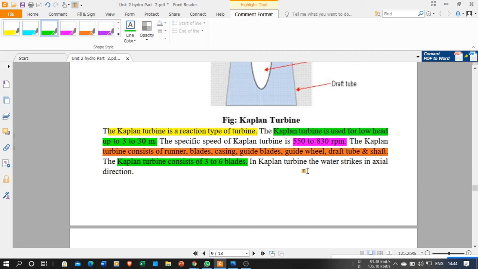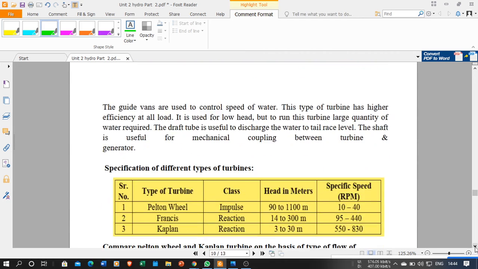In the Kaplan turbine, the water strikes in the axial direction. In the Pelton wheel the direction is tangential. In Francis the direction is radial. And in the case of the Kaplan turbine, the direction is tangential. Sorry, axial. In the Kaplan turbine, the water strikes in the axial direction. So these are the types of turbines which are commonly asked in the exam.